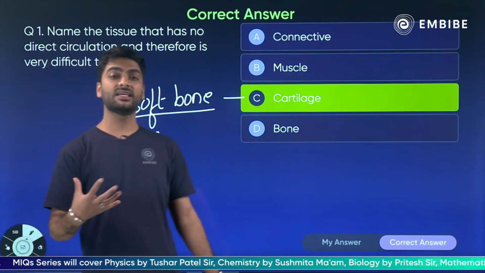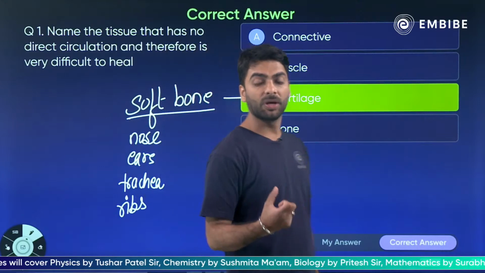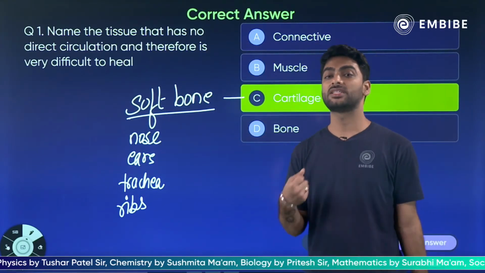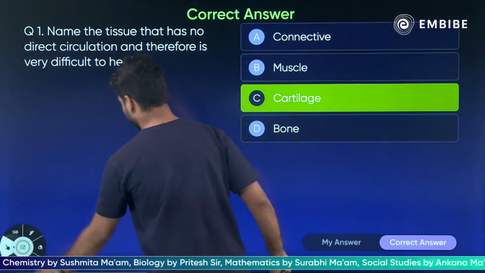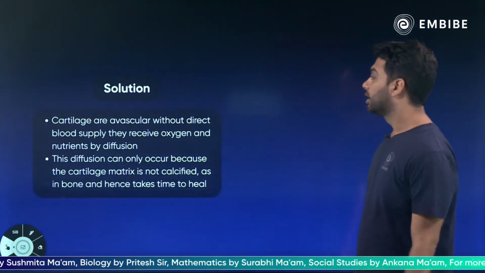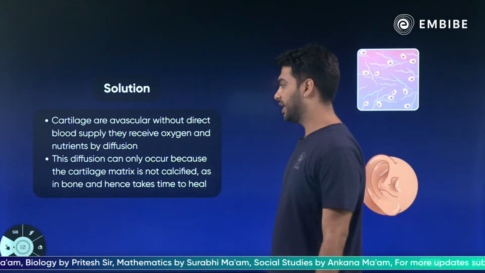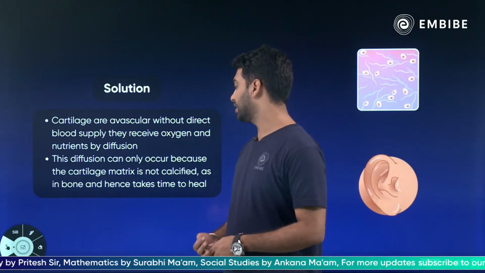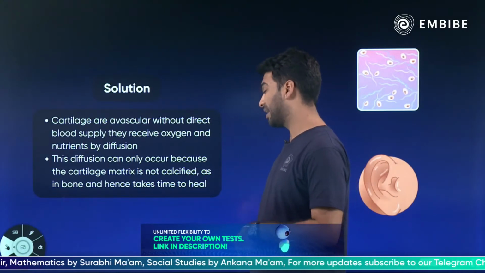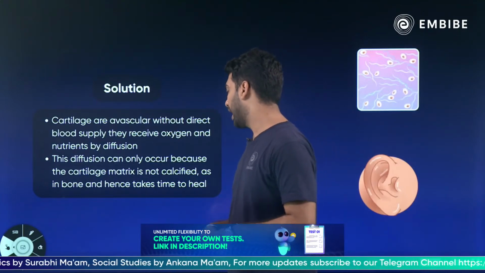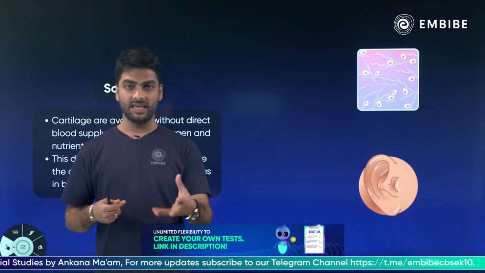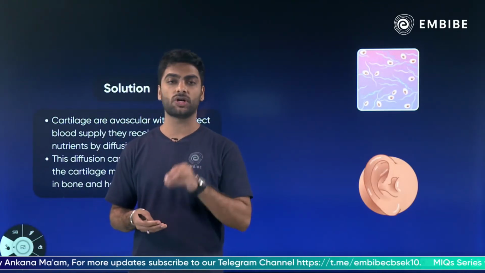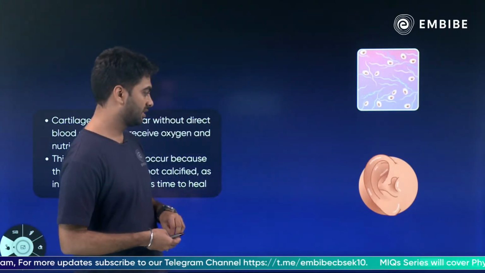Okay? And it is very difficult to heal because cartilage does not have direct circulation. Cartilage is avascular, with indirect circulation by diffusion. It can only occur because the cartilage matrix is not calcified like bone, and hence it takes time to heal. Bones have got a calcified matrix. They have got osteocytes. It has got calcium and phosphorus in it. Okay? And with this we move on to the next question.